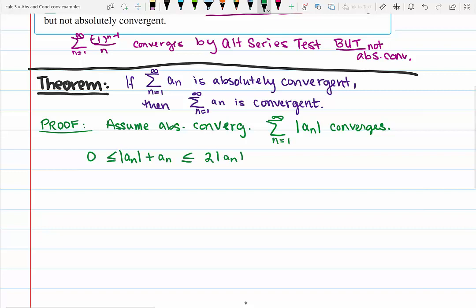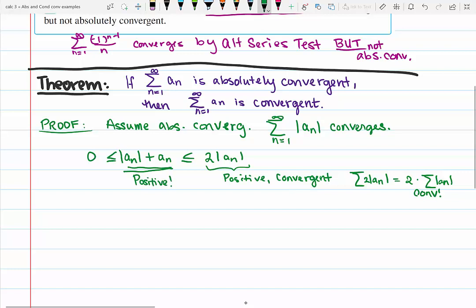So every term of this series, a sub n plus the absolute value of a sub n, will be less than or equal to 2 copies of the absolute value of a sub n. The key thing about this is we've bounded our series, absolute a sub n plus a sub n, above by this one. It's also convergent, because we know that the sum of absolute a sub n converges, and so the sum of 2 times absolute a sub n is 2 times the sum of absolute a sub n, so convergent. The one in the middle has to be a positive series, because every term is greater than or equal to 0.